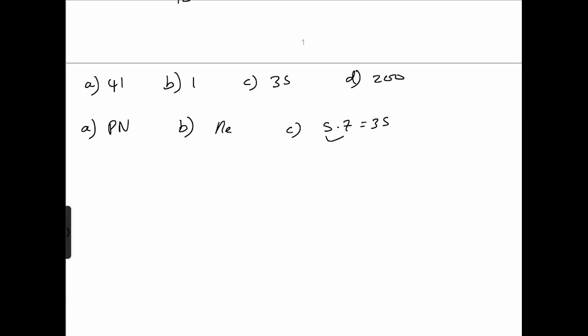200. The number 200 is a composite number because it's greater than 1 and it has factors other than itself. So we can write 200 as 10 times 20, which is equal to 200.